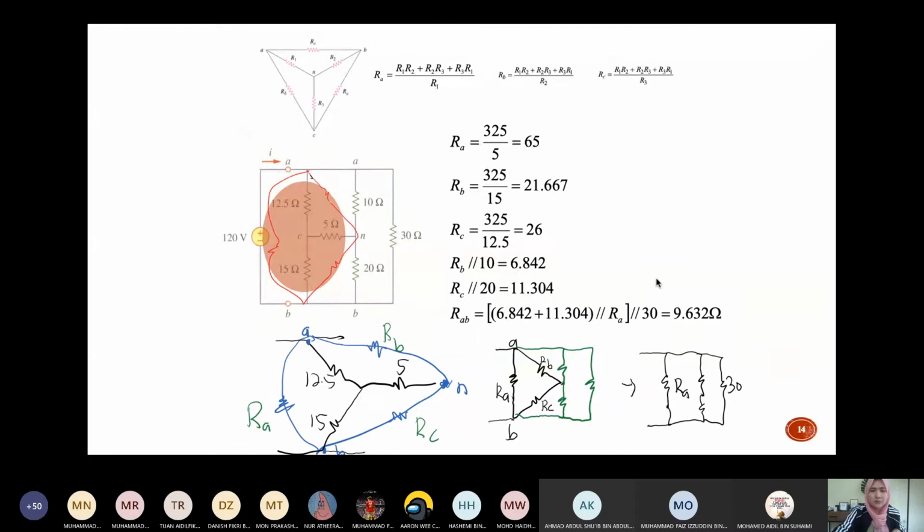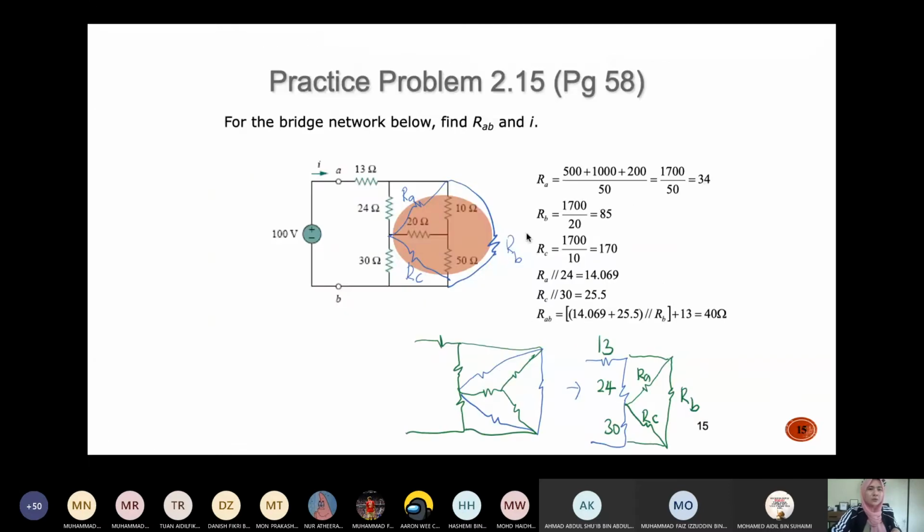So another example. You have a circuit like this. The question asks you to find the R equivalent, RAB, and also the current I. This is not a series circuit, and it is not a parallel circuit. But if you look at this circuit, you can see that this is a Y network. So from a Y network, you can change it to a delta network.